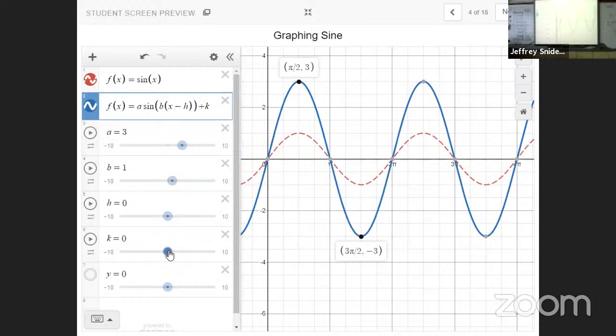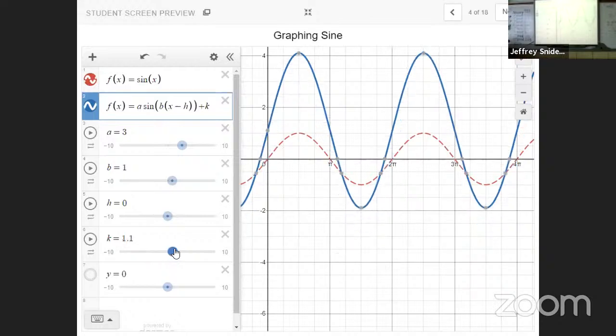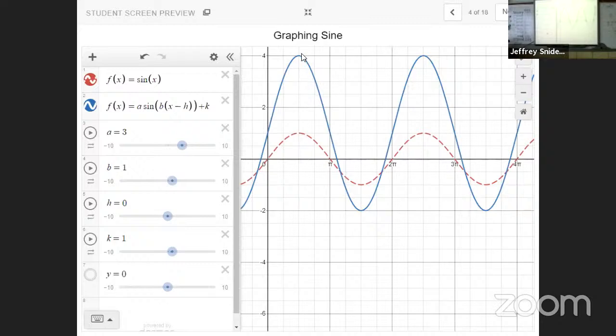K does. So watch what happens if I shift this up 1. All of a sudden, my max is where? 4. Does that mean the amplitude is 4? No. But here, the max is at 4, the minimum is at negative 2. If you find the difference of those values, what's 4 minus negative 2? 6. That's the distance between the max and min. And then half of that is 3, which is the amplitude.